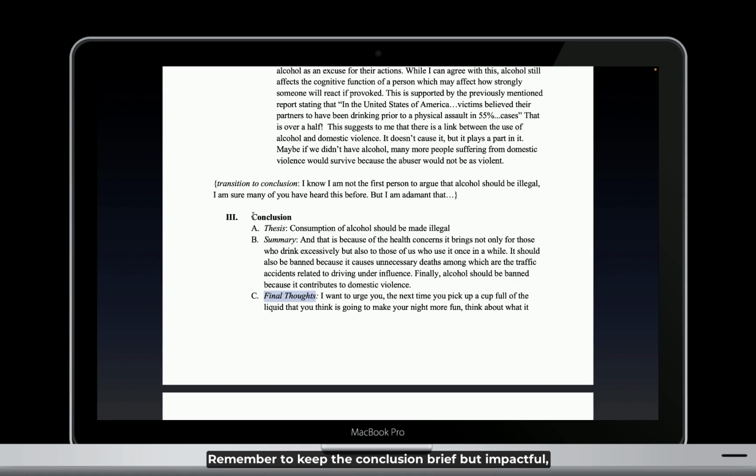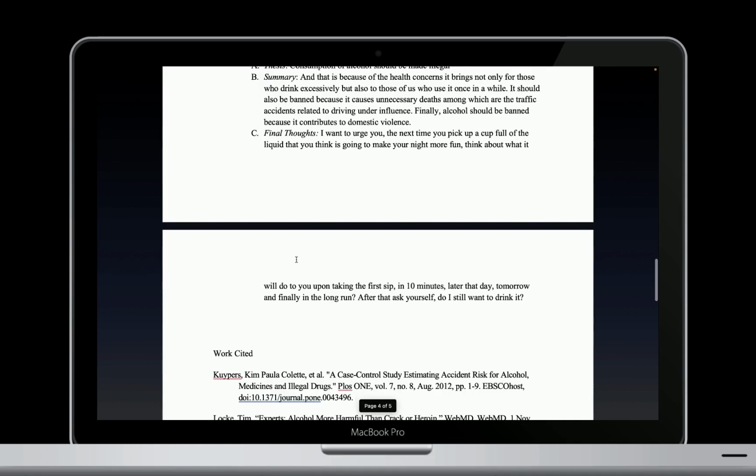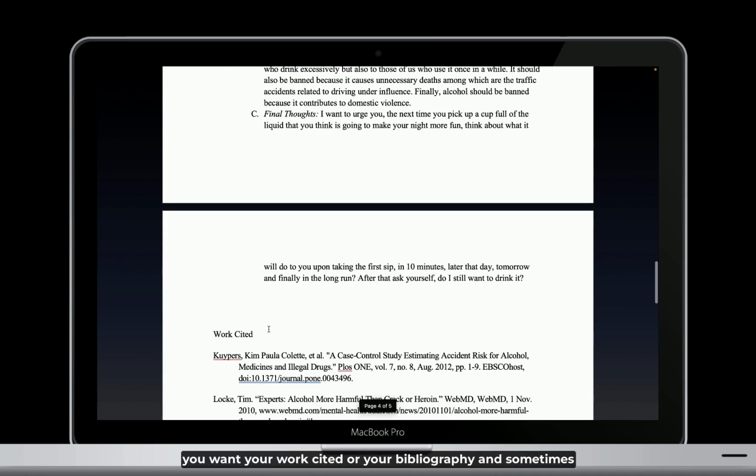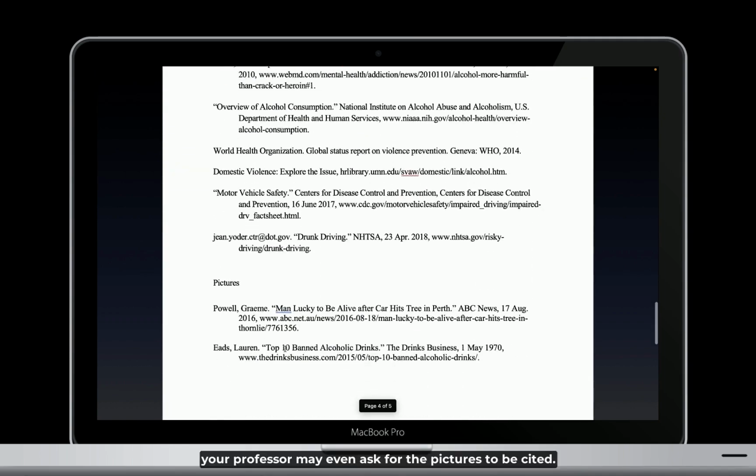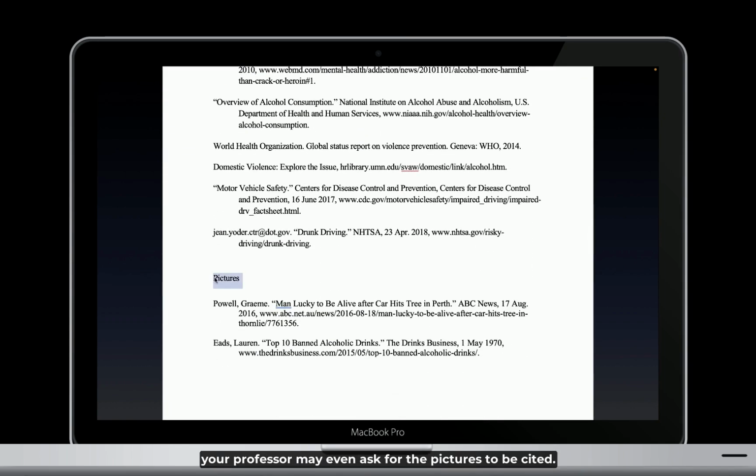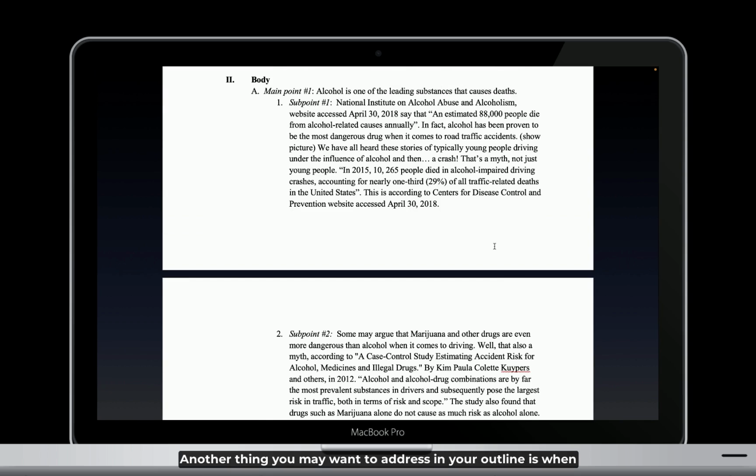Remember to keep the conclusion brief but impactful, especially if it is a persuasive speech. At the end of your conclusion, you want your works cited or your bibliography, and sometimes your professor may even ask for the pictures to be cited. Another thing you may want to address in your outline is when you're showing pictures on the screen, if that is the case. So for example, right here, Sam has indicated that he's going to show a picture to the audience, and this is a good visual cue.